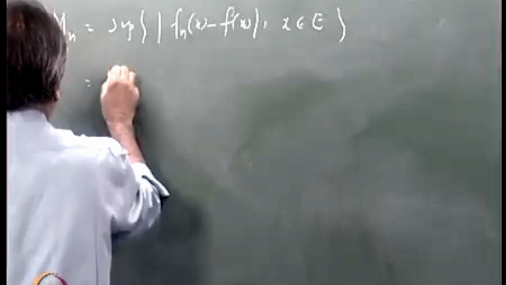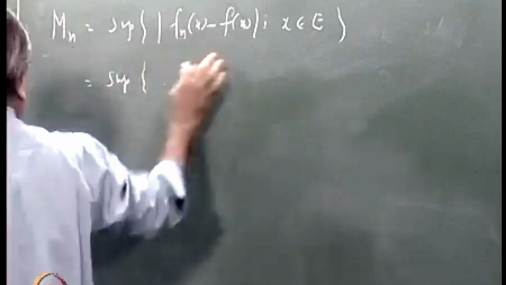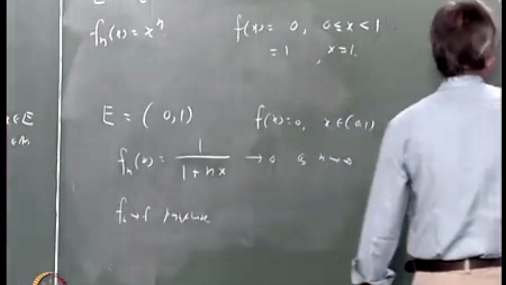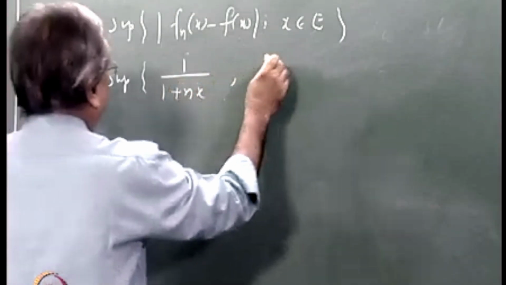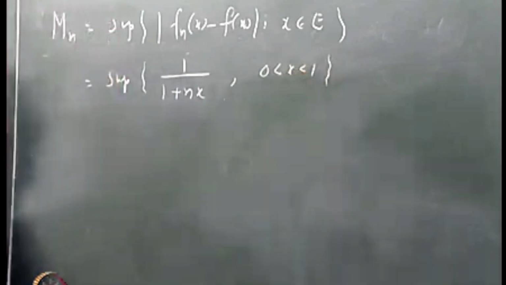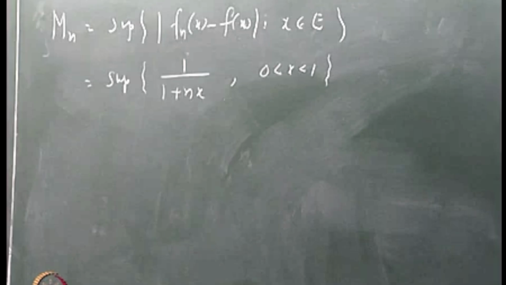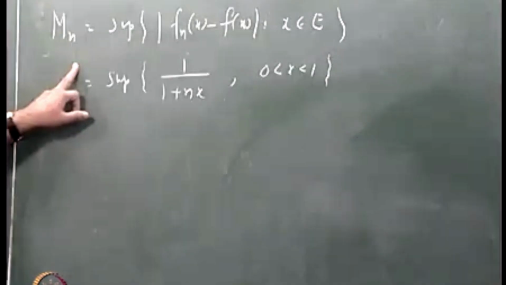So what does this mean in our situation? Everything is positive, so F(x) is 0, so |Fn(x)|, and Fn(x) is just 1 by 1 plus nx, for E is 0 less than x less than 1, the supremum of 1 by 1 plus nx. And what do we know about uniform convergence? Fn will converge to F uniformly if and only if Mn goes to 0.